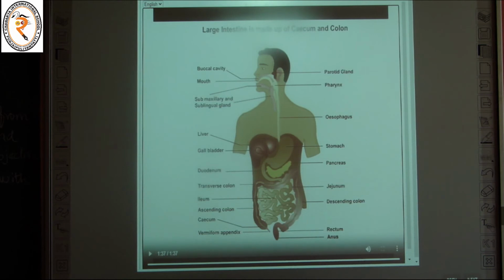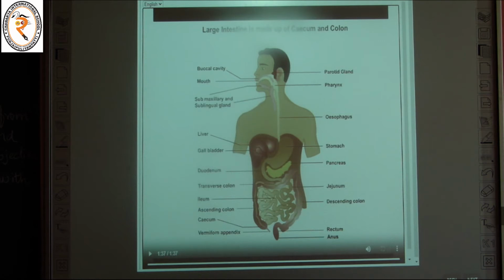Then, the large intestine. What is the role of the large intestine? It can absorb the water. And finally, the undigested food, which is called faeces, goes to the anus. So this is about the function of the digestive system in humans.